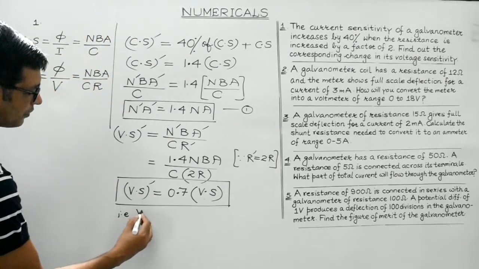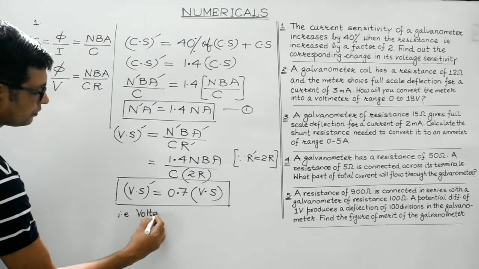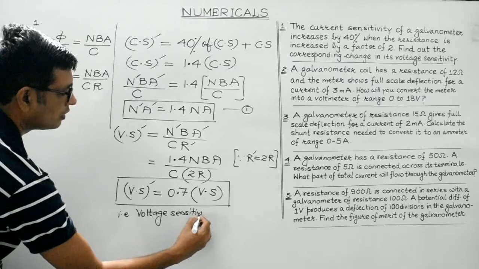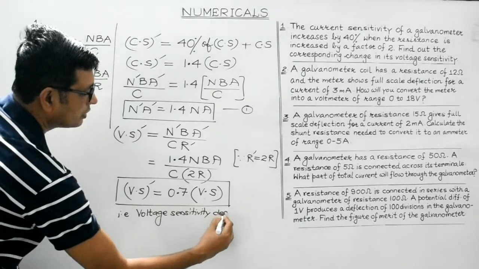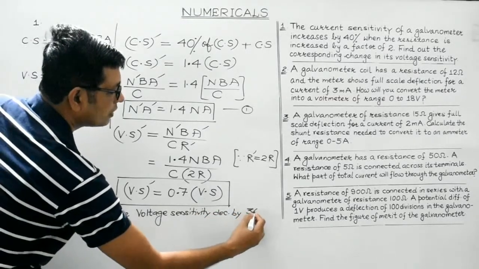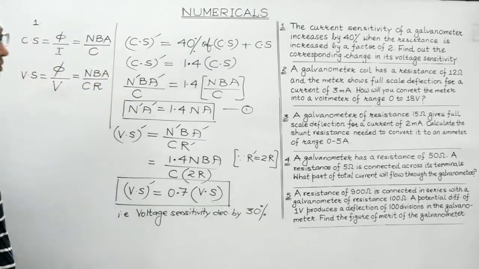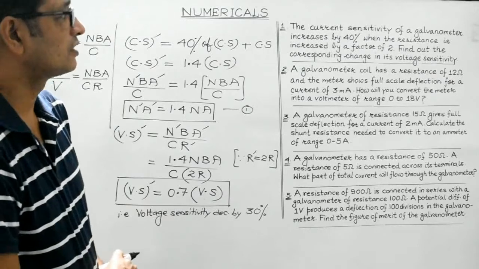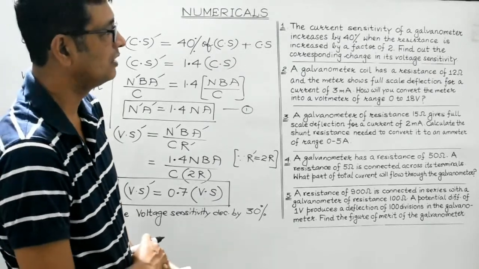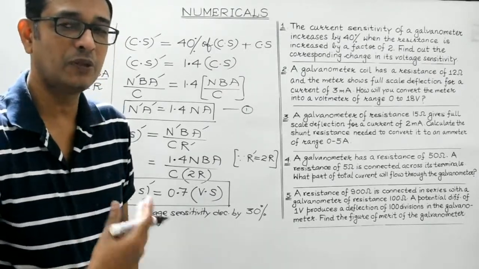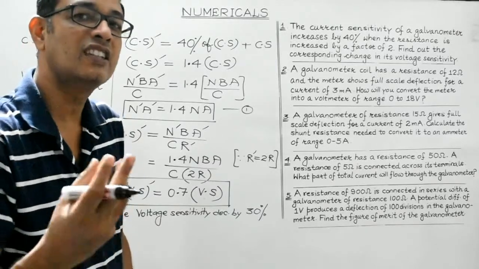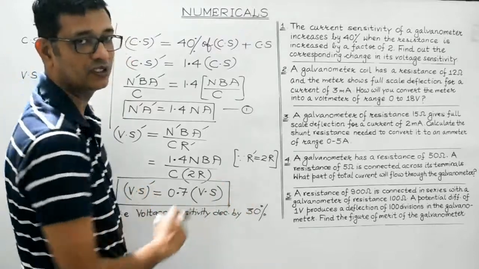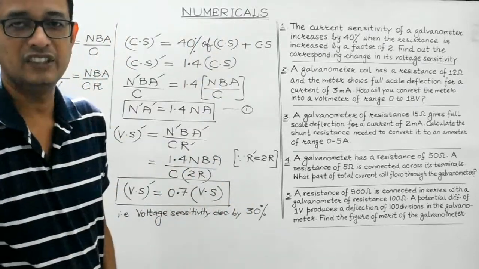So you can write the voltage sensitivity decreases by 30%. Clear? So this is the answer. So if the resistance is increased by a factor of 2 and the current sensitivity is increased by 40%, then the voltage sensitivity of the galvanometer will get decreased by 30%, as we have discussed over here.